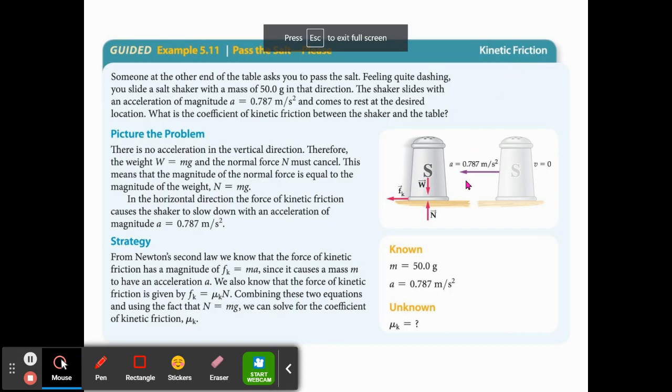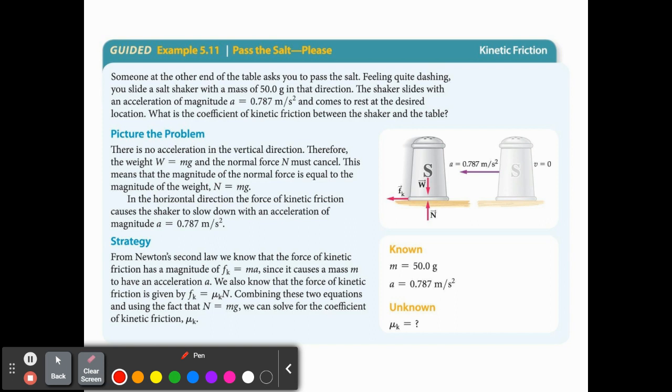All right. So 5.11, someone at the other end of the table asks you to pass the salt. So you slide the salt shaker to that person. The salt shaker has a mass of 50 kilograms and it has an acceleration of 0.787 meters per second squared. It comes to rest at the desired location. What is the coefficient of friction between the shaker and the table? Okay, so we're looking for the coefficient of friction.